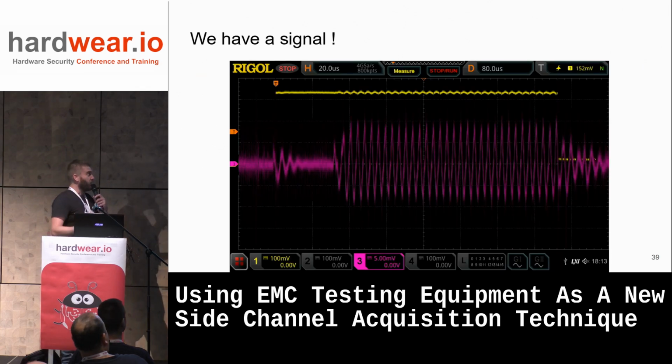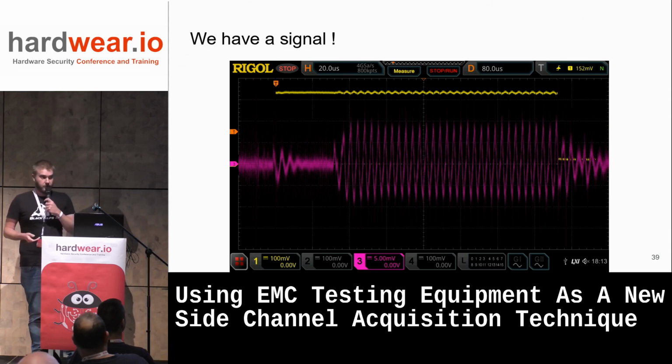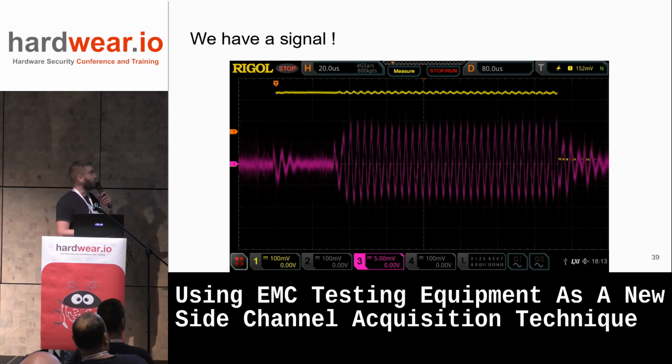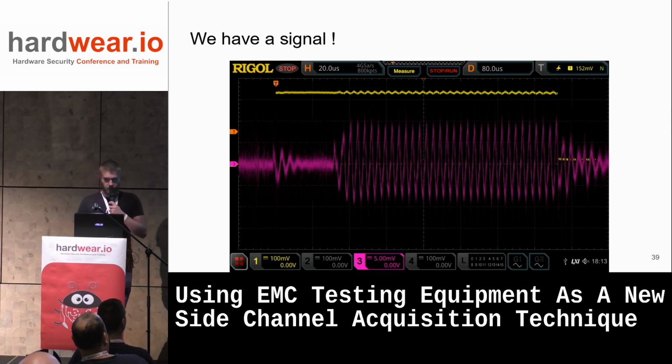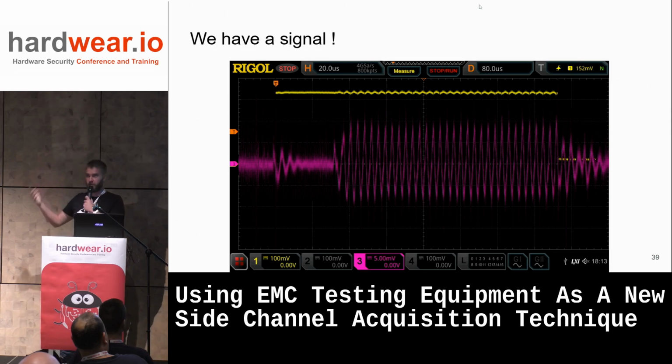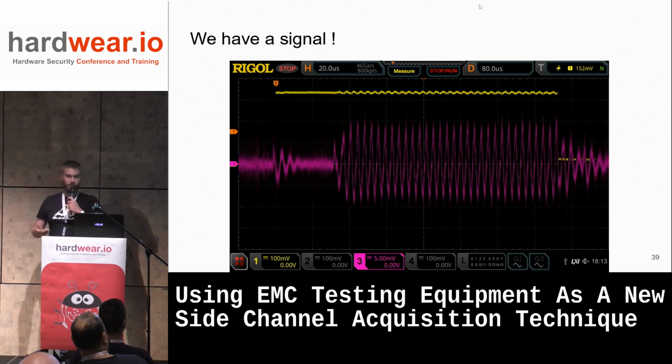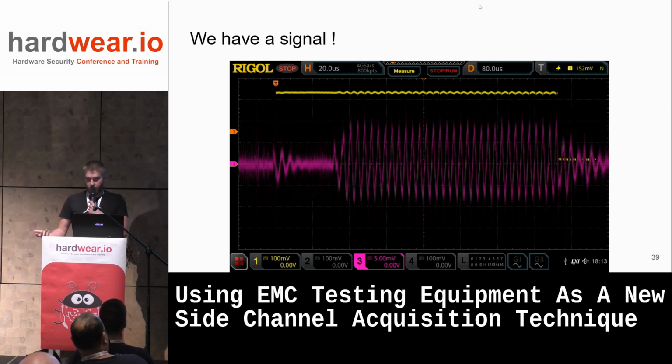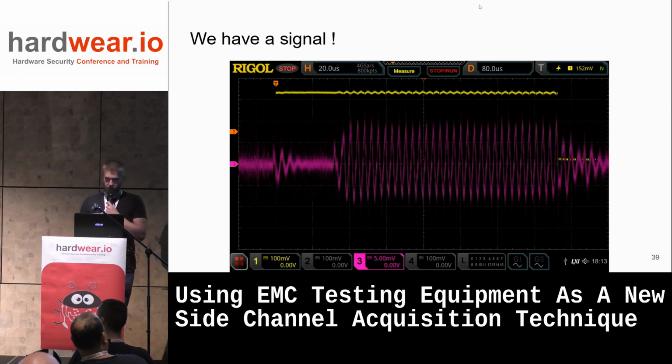So if I'm running the capture, I have this kind of signal on my oscilloscope, and if you count, you have 32 peaks, which corresponds to the 32 rounds of SM4. So it looks like we have something to work with from the side channel point of view.